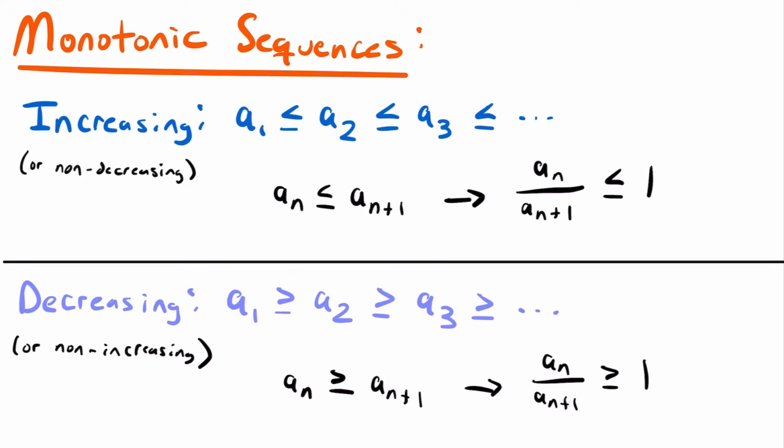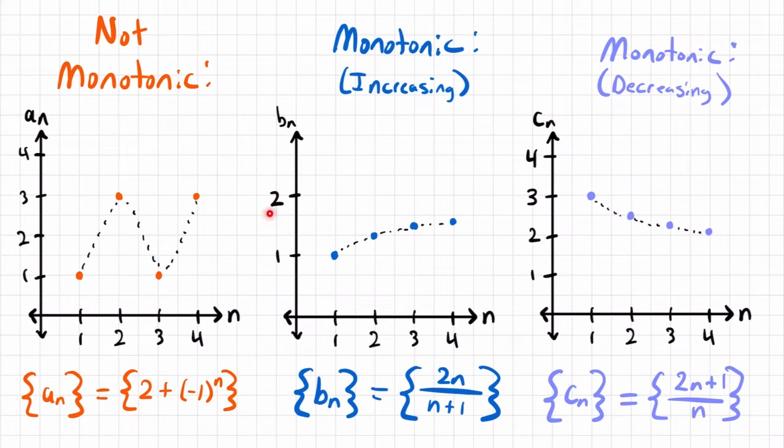And so you could use either of these statements to show that a sequence is increasing or decreasing, which would mean that it is monotonic. And we will be looking at examples of using this definition to show that a sequence is monotonic. But first I want to show you visually what a monotonic sequence looks like and what a sequence that is not monotonic looks like as well. Alright, so here we have 3 graphs to take a look at.